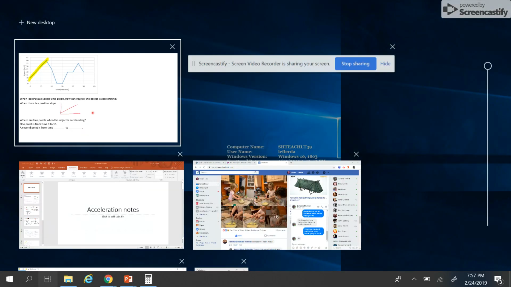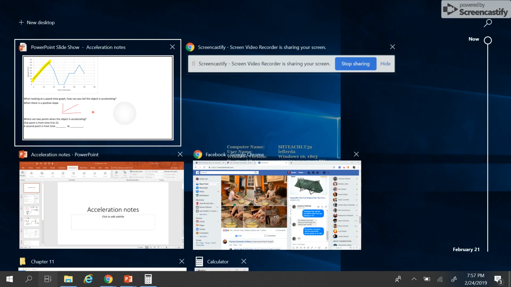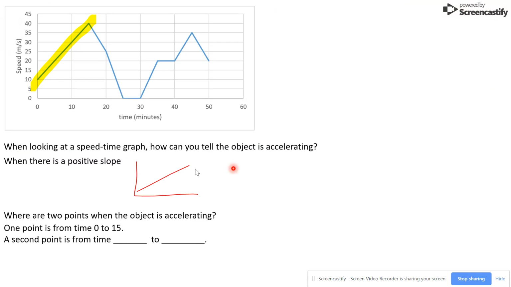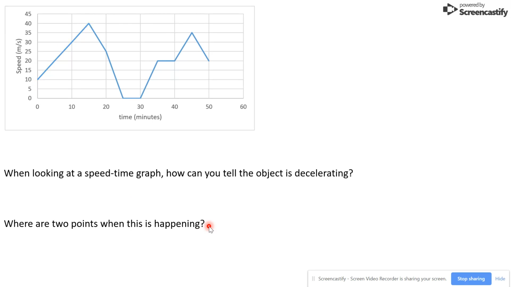For a second point, I want you guys to identify a second positive slope, and make sure you tell me it's between this time and this time. For the next one, we are going to look to see if it's decelerating or slowing down.